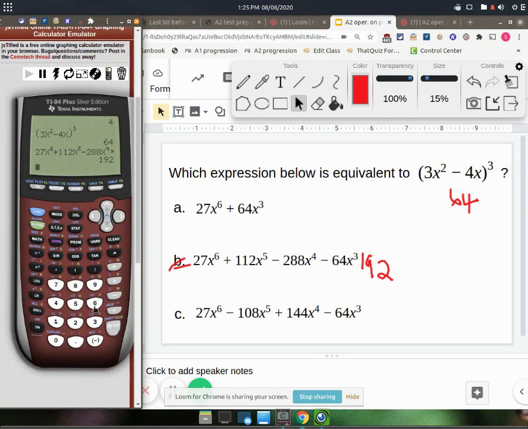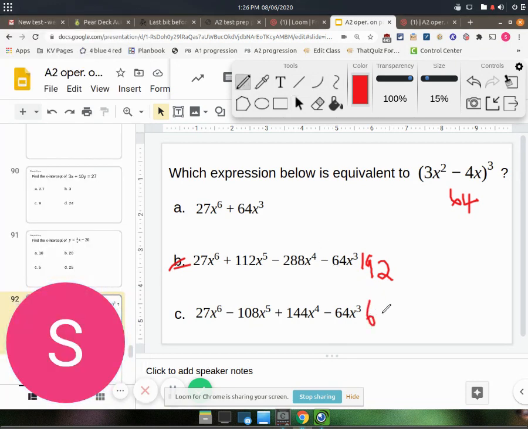Let's try option C now. We've got 27x to the 6th, minus 108x to the 5th, plus 144x to the 4th, minus 64x to the 3rd. And we got 64. Because this gave us 64 as well as the original, that means that C has to be the answer.